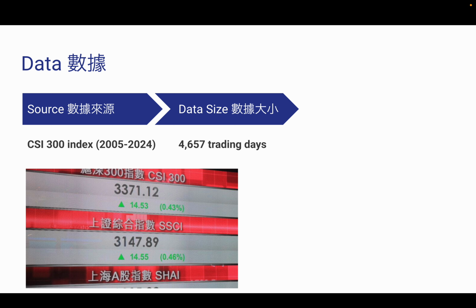For this study, the author used data from the CSI 300 index, which represents 300 large and liquid stocks from China's two main exchanges. The dataset spans from January 2005 to March 2024, comprising 4,657 trading days after cleaning.